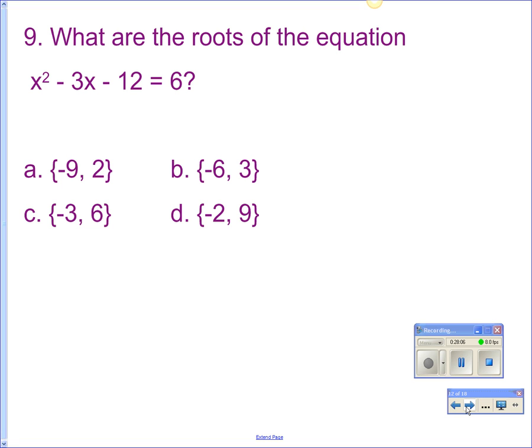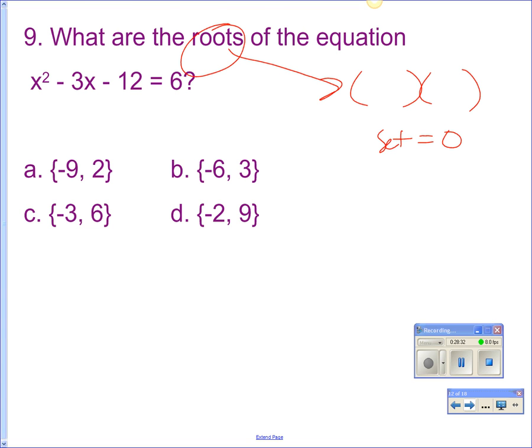All right, number 9, what are the roots of the equation x squared minus 3x minus 12 equals 6? Elijah, what do I circle? Roots. That means parentheses and then set equal to 0. That's what that means to do. All right, everybody put your pencils down for a minute. What's something extra they've thrown in here?